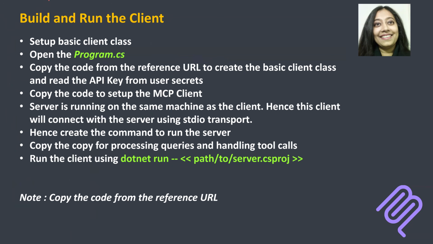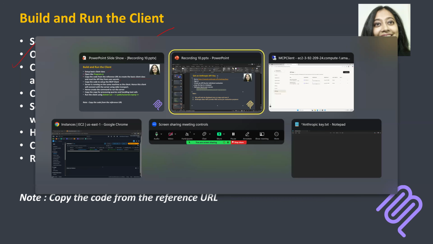Now we need to build and run our client. So first, let us complete the basic client setup. We are going to open Program.cs. And over here, we are going to copy code from our reference URL, which is nothing else but the Model Context Protocol's documentation that has the code to build the client. So we are going to copy code from our reference URL to create a basic client class that reads the API key from our user secrets. So let us do that.